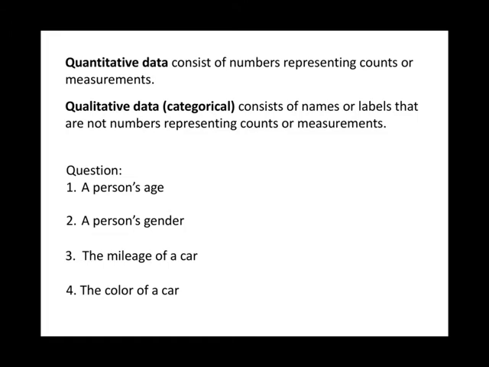Okay, number one, a person's age. A person's age is talking about the number, right? When it consists of numbers, we say this is quantitative data. Number two, a person's gender. You have male or female. So these are going to be the labels, right? Names or labels. So this is categorical.